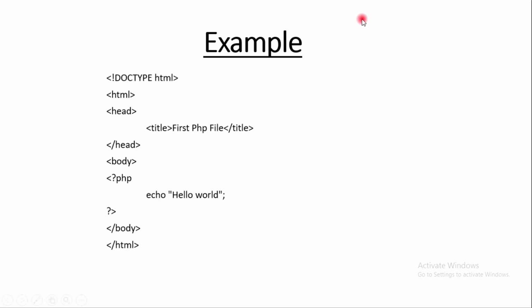Now let's see an example of how we can write PHP with HTML. So here is an example. We can write PHP with HTML. So here is a PHP scripting tag. So here is a PHP start and PHP end tag. We must require these two tags whenever we write PHP code. All the PHP code we want to write goes between these two tags. And here we can write echo hello world, which means it will print hello world.